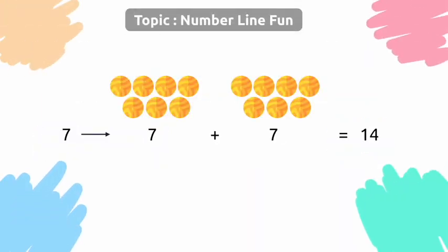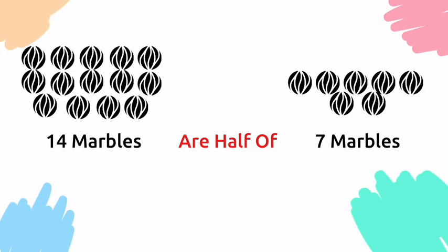Topic, number line fun. Let's play with the number line. Mukta has 13 marbles. Can you find how far 13 is from double of 7? Let's first double 7. 7 plus 7 equals 14. So, how far is 13 from 14? Just one step.